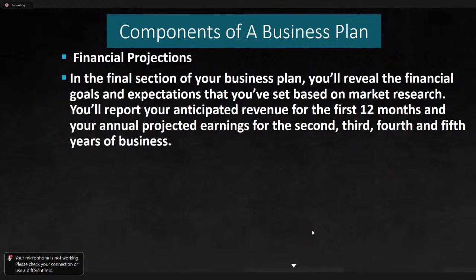So you will report your anticipated revenue for the first 12 months and your annual projected aims for the second, third, fourth, and fifth year of your business.